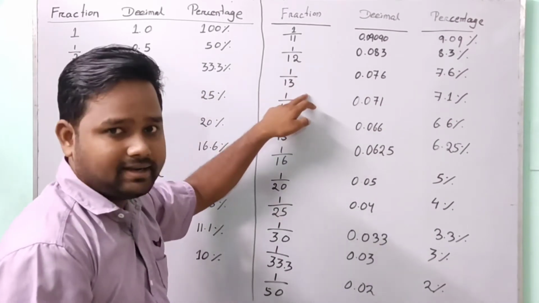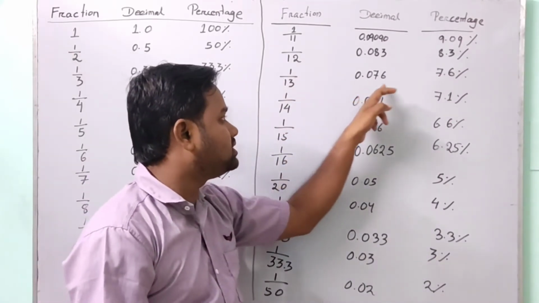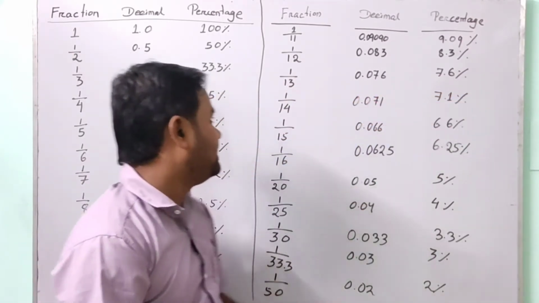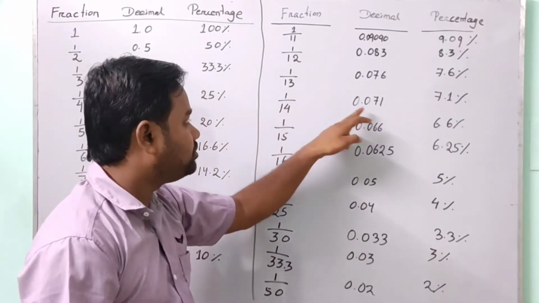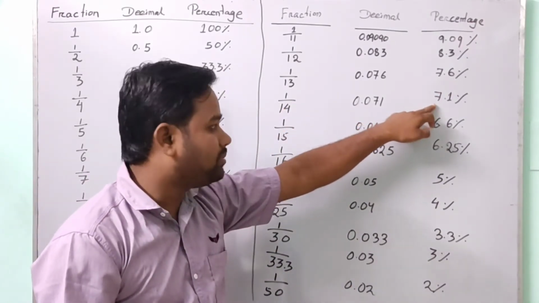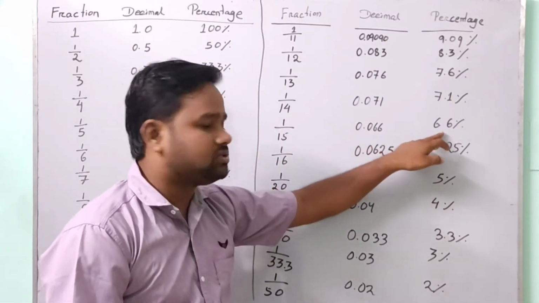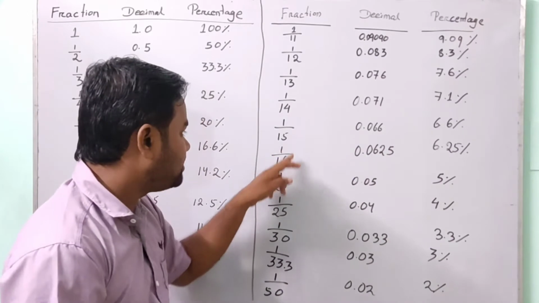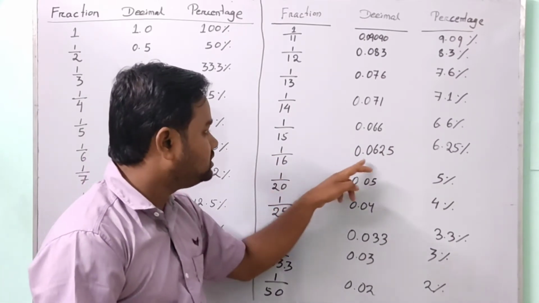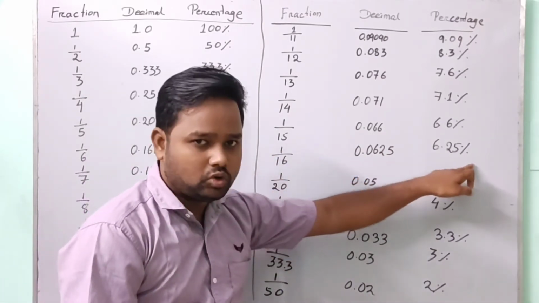Next it is 1 by 13. 1 by 13 means 0.076, 7.6%. Next is 1 by 14, which is equal to 0.071, which is 7.1%. Next is 1 by 15, which is equal to 0.066, which is 6.6%. Next one is 1 by 16, which is equal to 0.0625, which is equal to 6.25%.